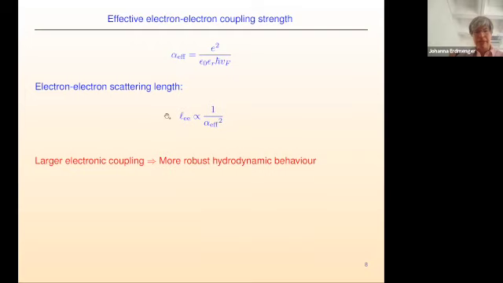And then we are more likely to have hydrodynamic behavior in our system. Okay, so this is what we are after. To see better hydrodynamics, we need to increase this coupling strength. Okay. So are there any questions so far of what I'm doing?